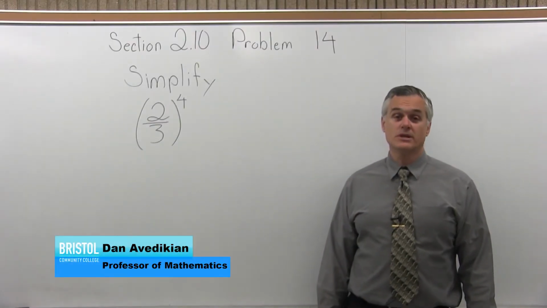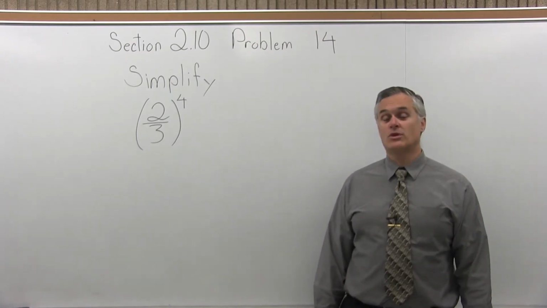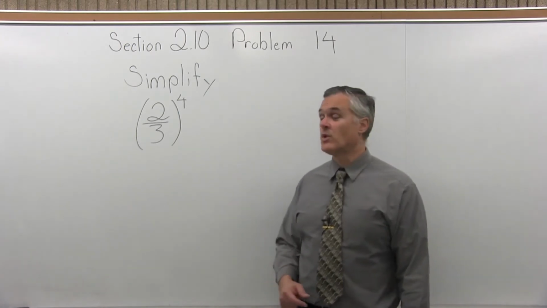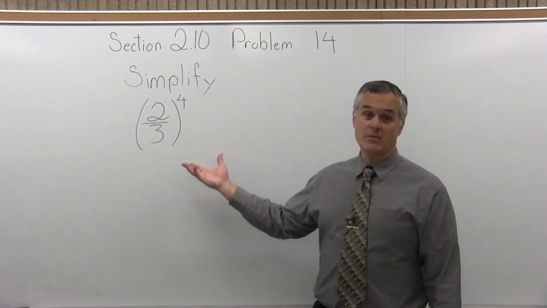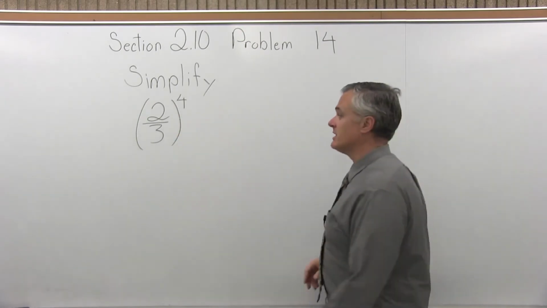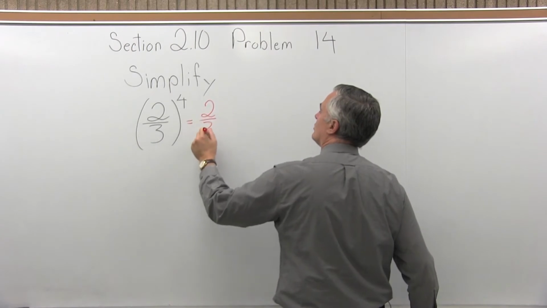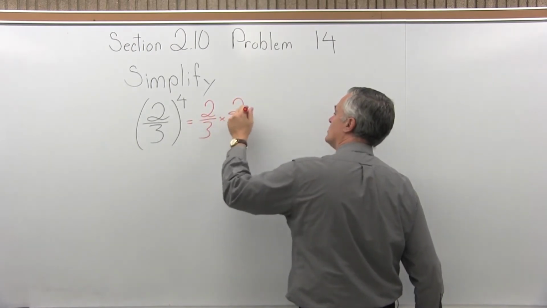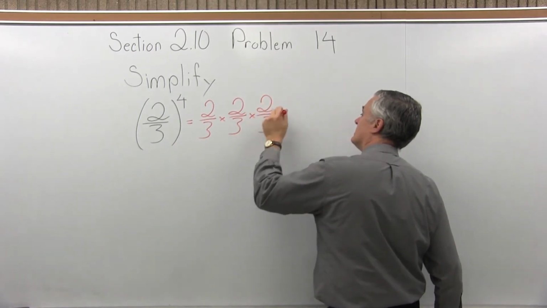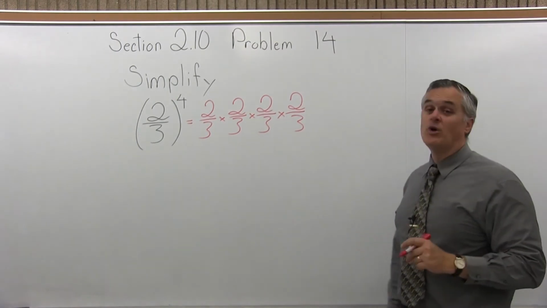This is Section 2.10, Problem 14. It says simplify, and we have 2/3 to the 4th power. So we have something raised to an exponent of 4. That means you're going to multiply that amount times itself, in this case 4 times, or whatever the exponent is. So that would be 2/3 times 2/3 times 2/3 times 2/3. That would be 4 2/3 all multiplied together.